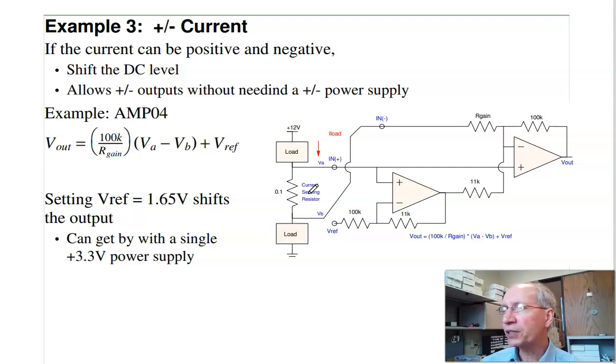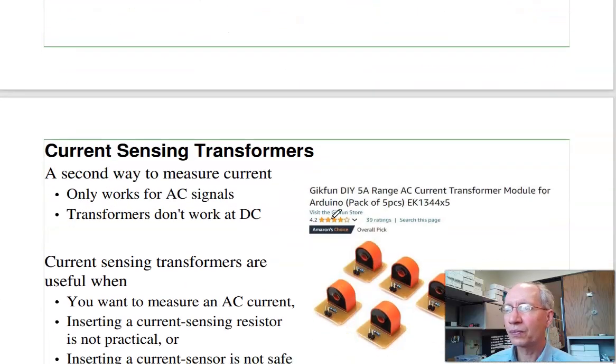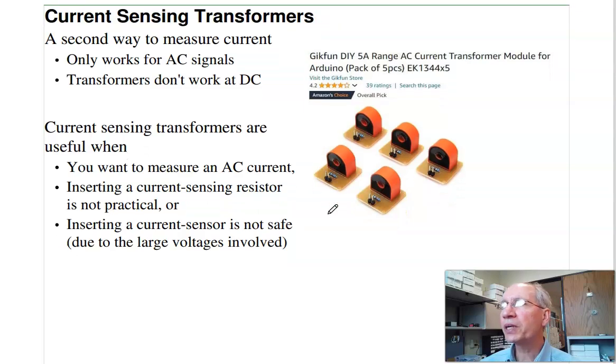There are other op-amps I can use. For example, this is the configuration for an AMP04 amplifier. Nice thing about this one is they have an offset. If I want to have the offset being 1.65 volts, just make this 1.65. Then the output is the gain times the difference plus 1.65. So that's kind of one way to do it: take a resistor, add it to the circuit, measure the voltage across the resistor.